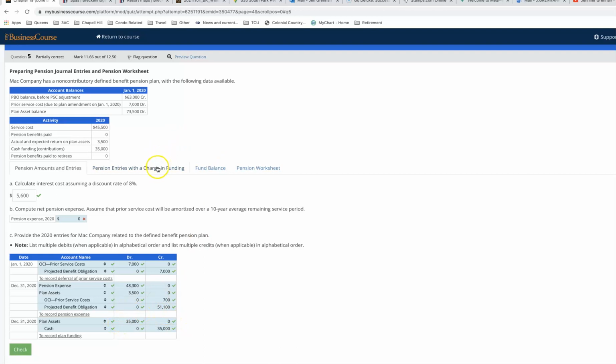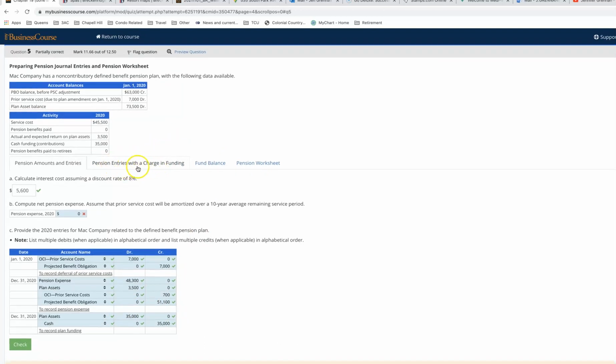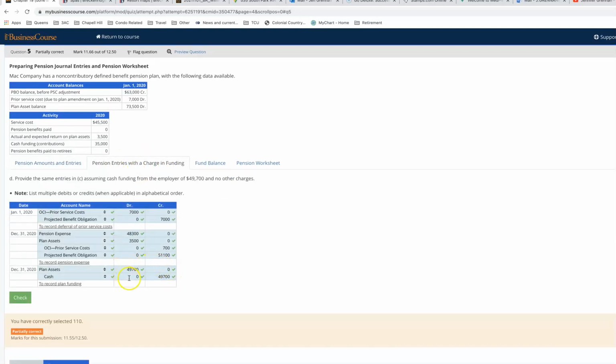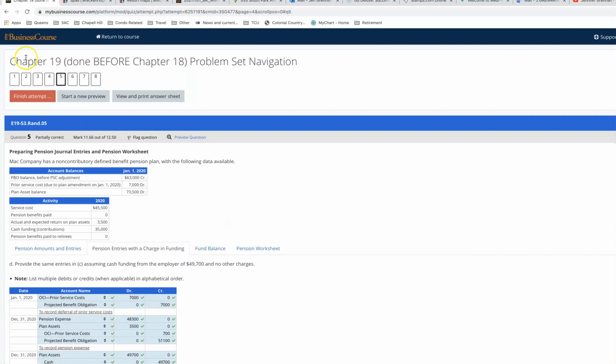One last thing I'm going to note on here is that notice it says pension entries with a charge in funding. I think they mean change in funding. It's the same entry, you just change the amount of cash. I don't even know why they had you do that. That's silly. So what else is in here in this chapter 19?